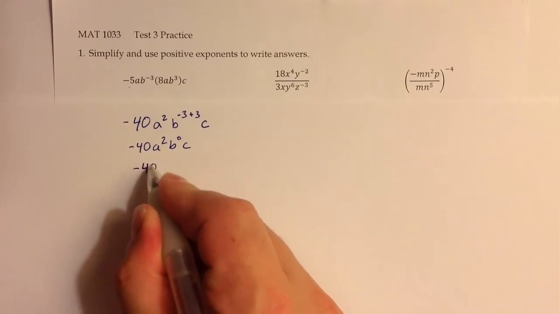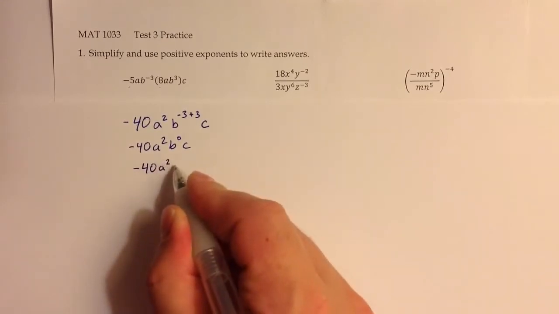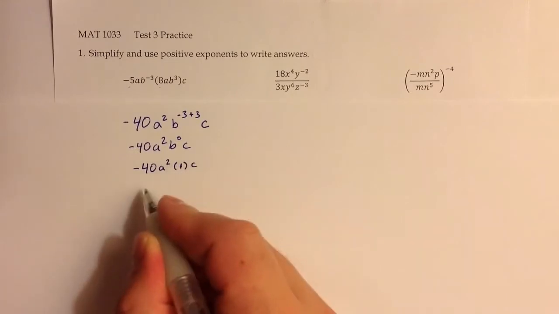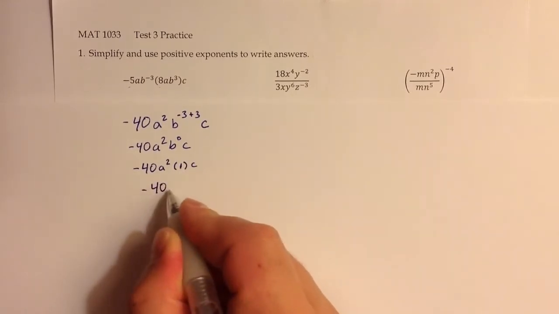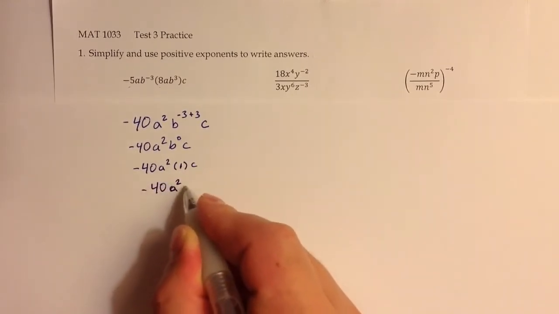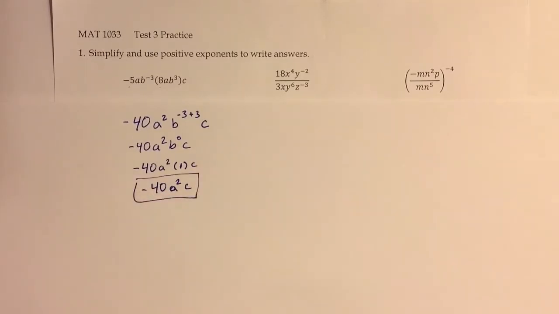So we have negative 40 a squared times 1 times c. And of course multiplying by 1 doesn't change the value of an expression, so negative 40 a squared times c is the simplified form.